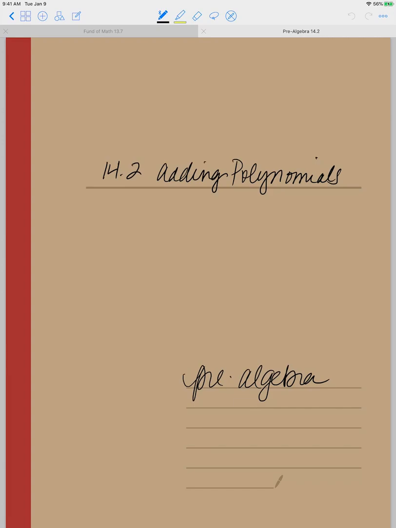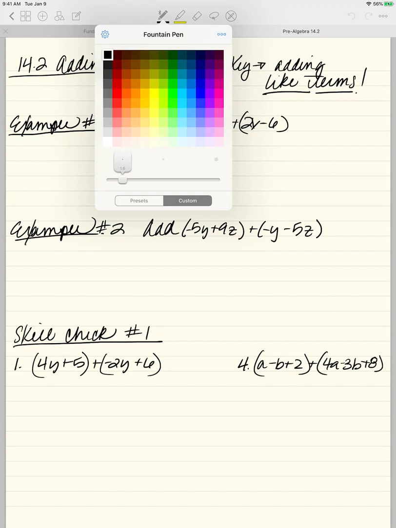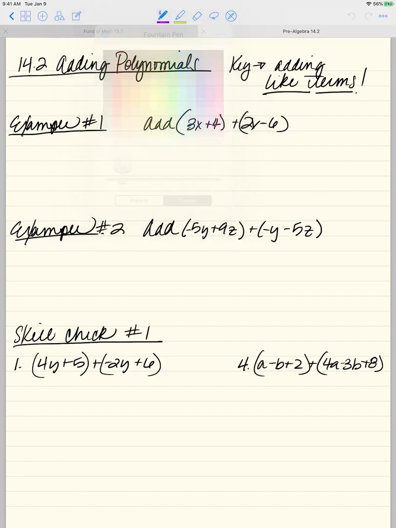All right, pre-algebra, moving on in chapter 14, talking about adding polynomials today. Now, those of you that really have been able, as we've moved on probably about halfway through the year up until now, have really been able to key in on the idea of how we can and cannot combine like and unlike terms are going to breeze through this, okay?